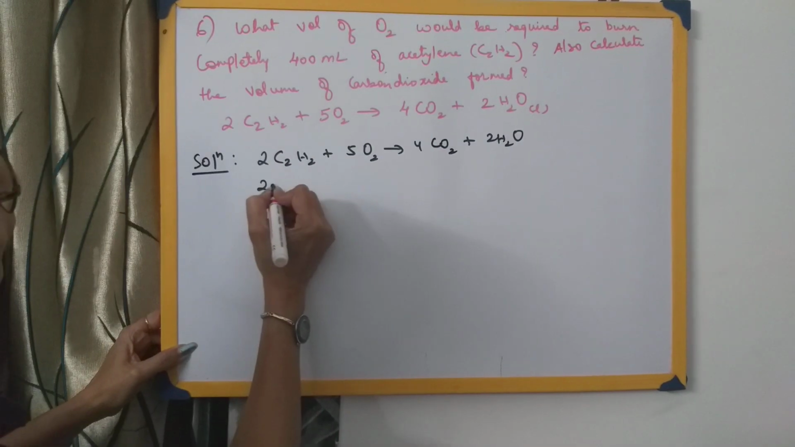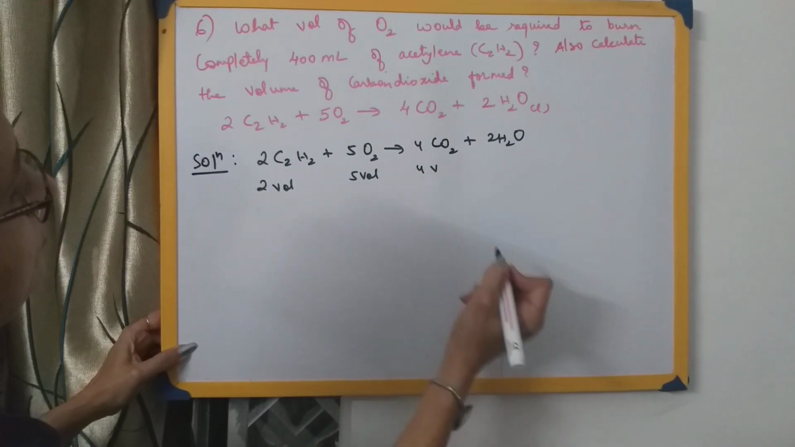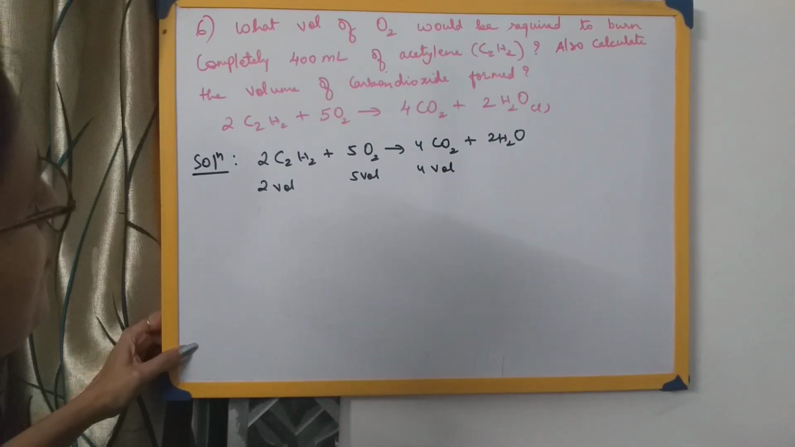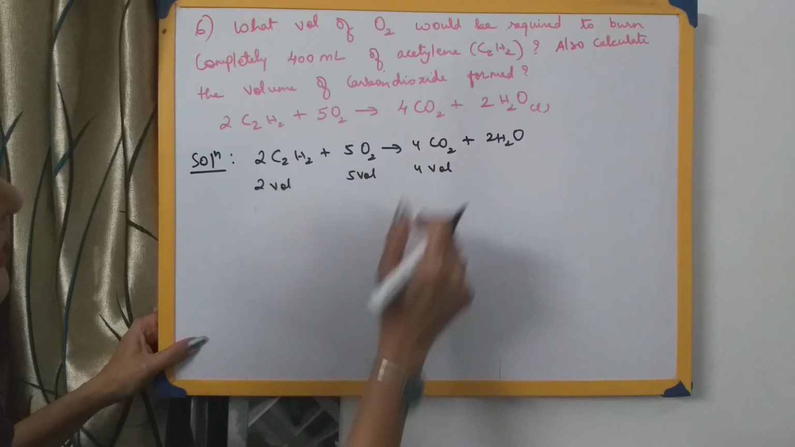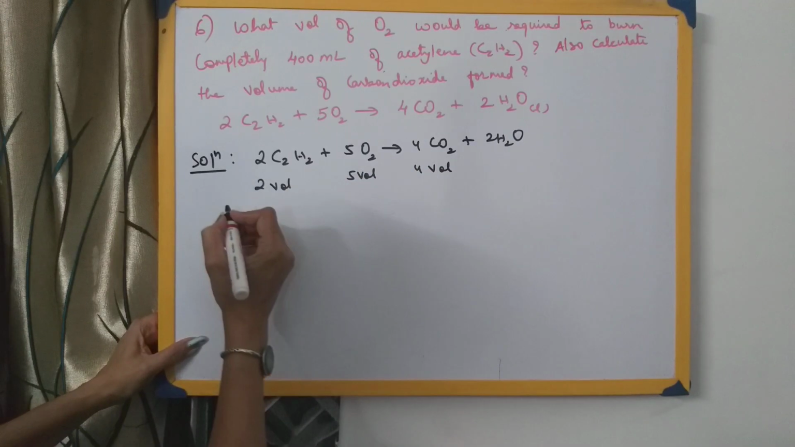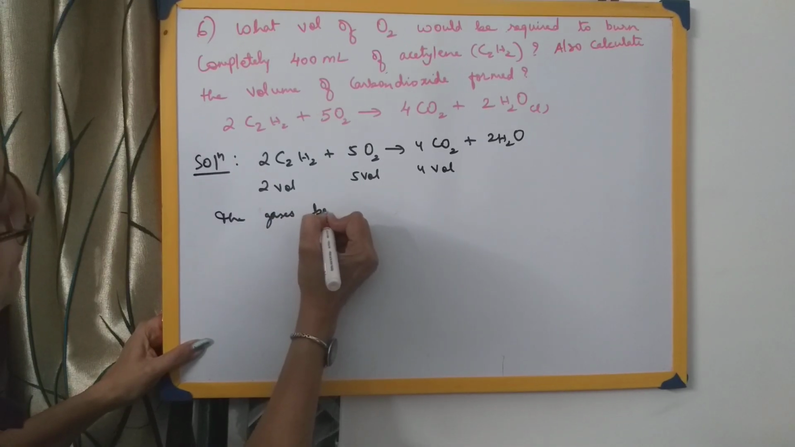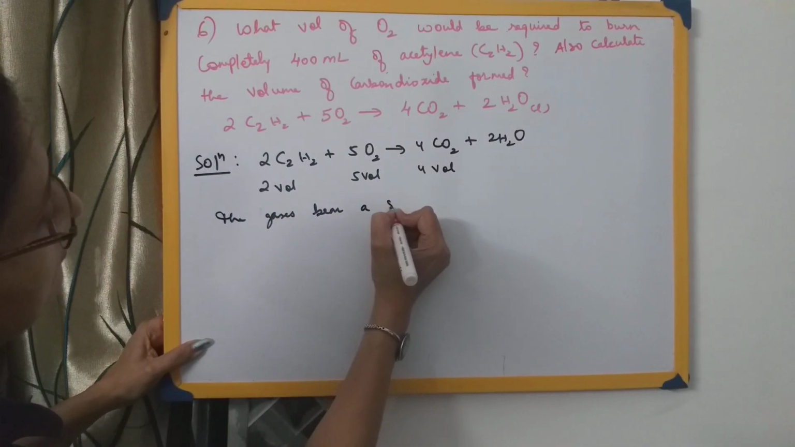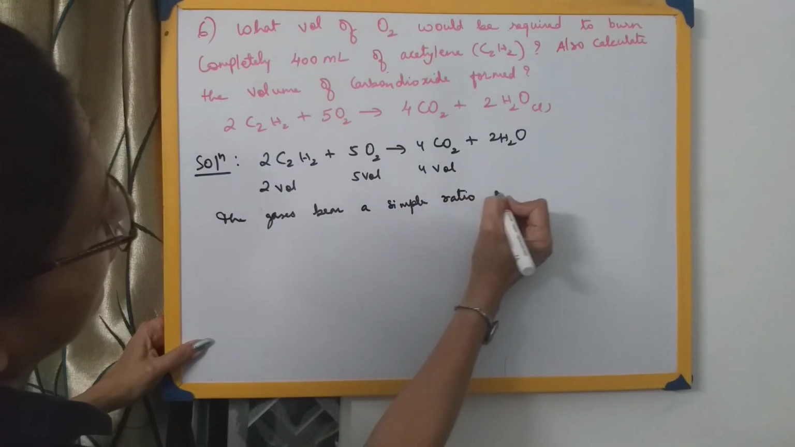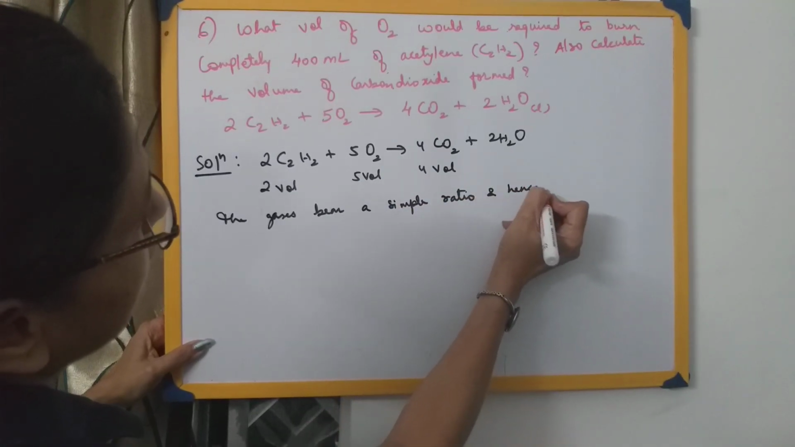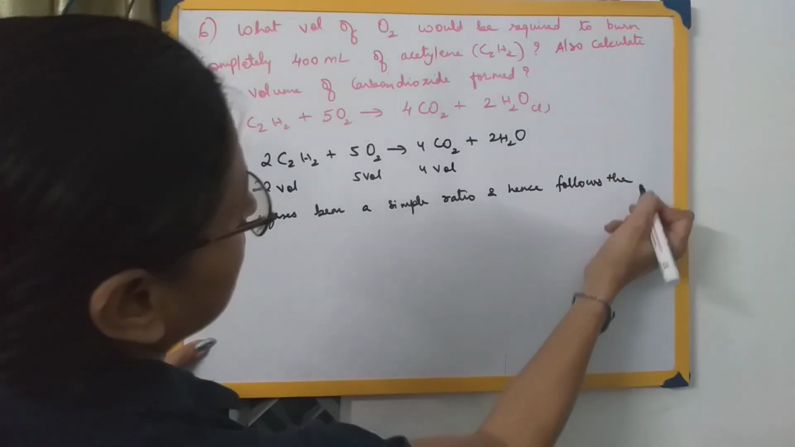So this is 2 volume, this is 5 volume, this is 4 volume. Therefore, here we can see it follows a simple ratio. The gases bear a simple ratio and hence follows the Gay-Lussac's law.